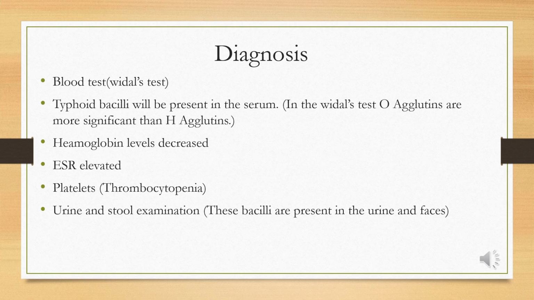Confirmation will be done through a blood test, that is the Widal test. Typhoid bacilli will be present in the serum. Hemoglobin levels will be decreased. ESR levels are elevated. In platelets, patient will have thrombocytopenia. In urine and stool examination, the bacilli will be present, in both the stool and urine.